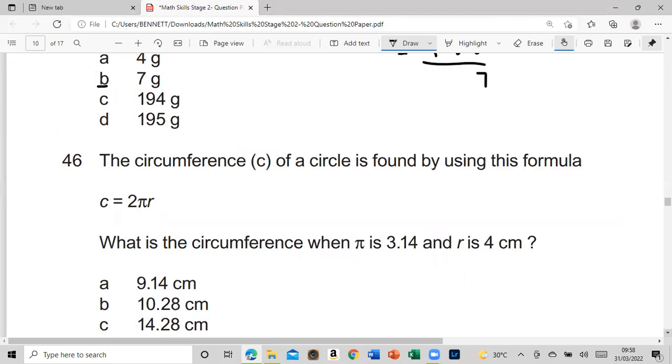Alright, the circumference of a circle is found by using the formula C equals 2 pi r. What is the circumference when pi is 3.14 and r is 4? Alright, so they don't want us to use 22/7, they want us to use 3.14. So they gave us the formula, so it's 2 times 3.14 times 4. Right?